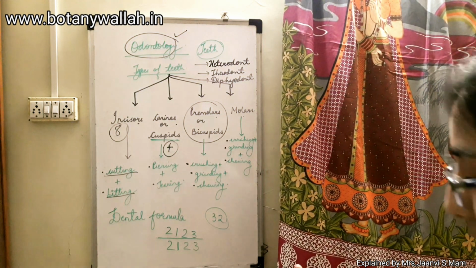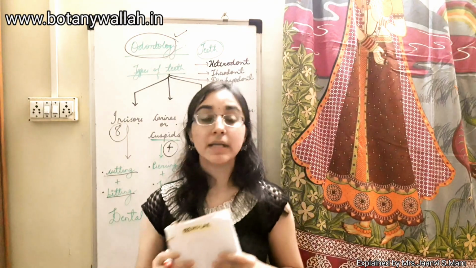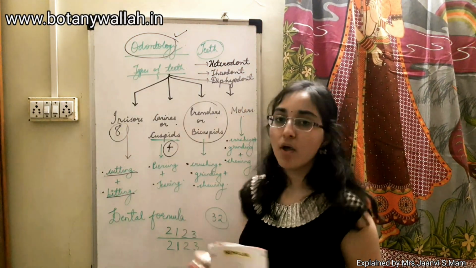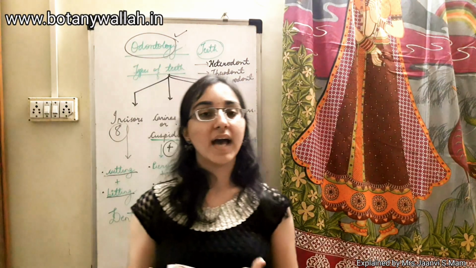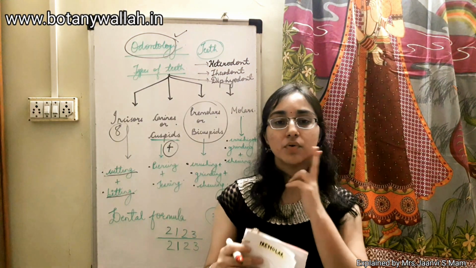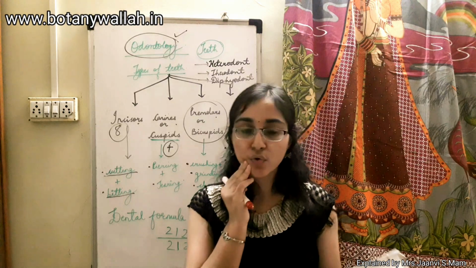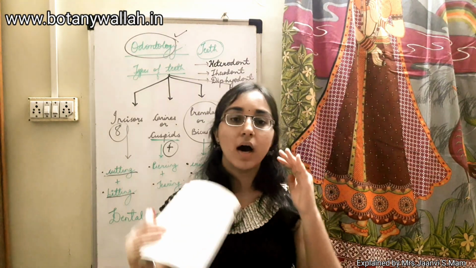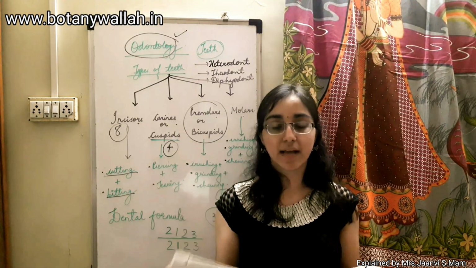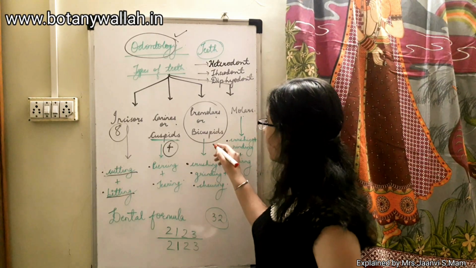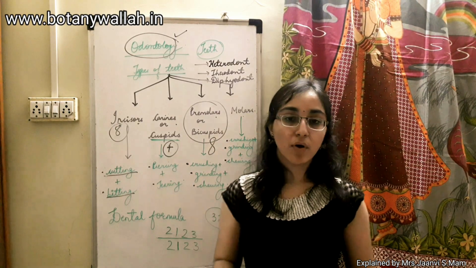This premolar is present between the canines and molars. On this side we have 2 and on this side 2, in the upper and lower jaw. If you calculate, it will be a total of 8. So we have a total of 8 premolars.